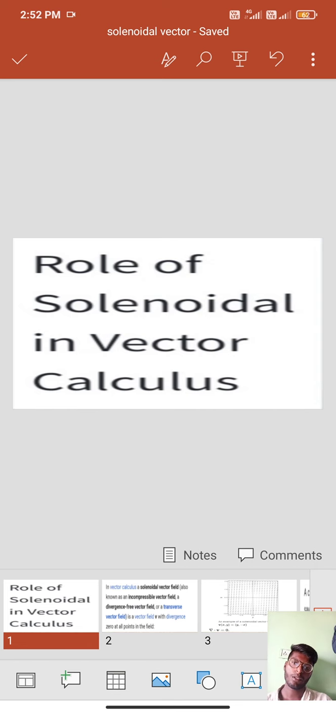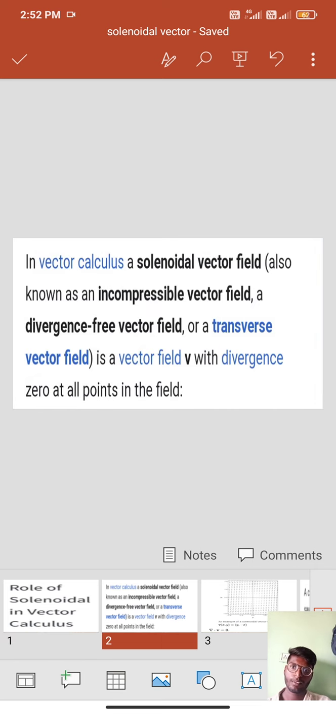The topic is the role of solenoidal fields in vector calculus. In vector calculus, a solenoidal vector field, also known as an incompressible vector field, a divergence-free vector field, or a transverse vector field, is a vector field V with divergence 0 at all points in the field, known as a solenoidal vector field.